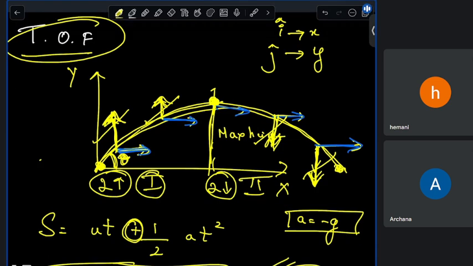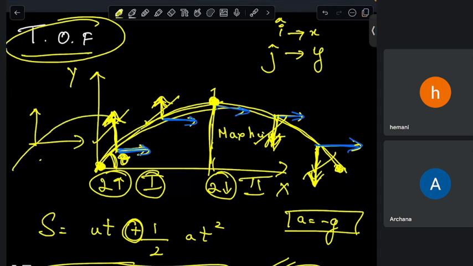Remember resolving of vectors? Now see, I'm telling this because you asked me. This vector I copy pasted here. It's like this, correct? The diagram.